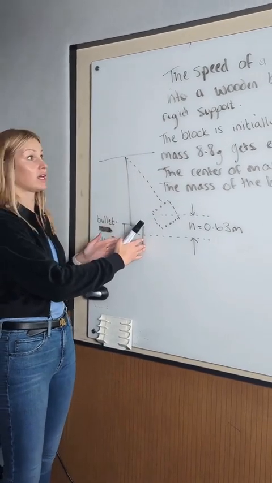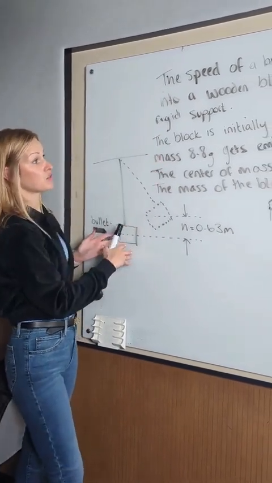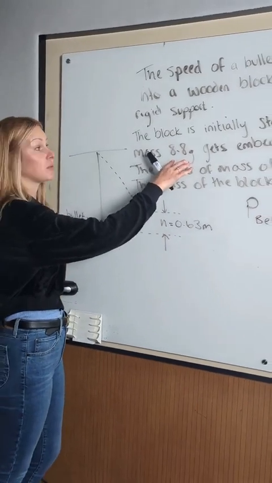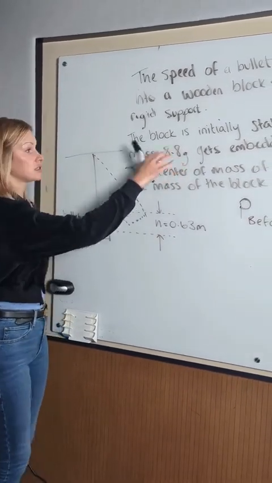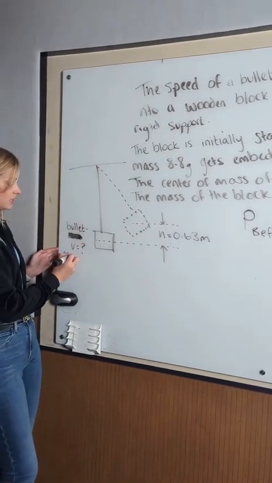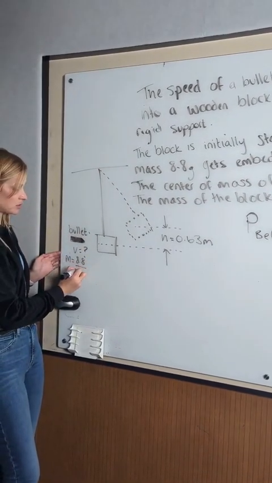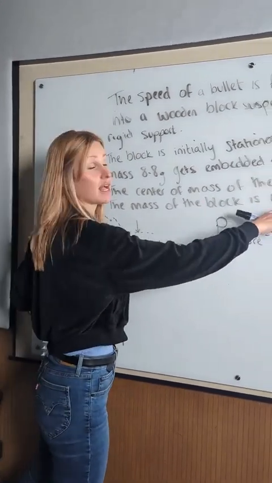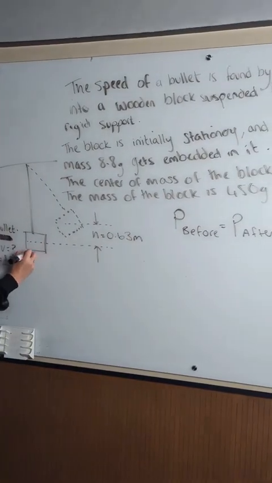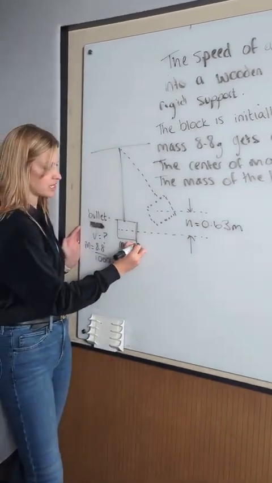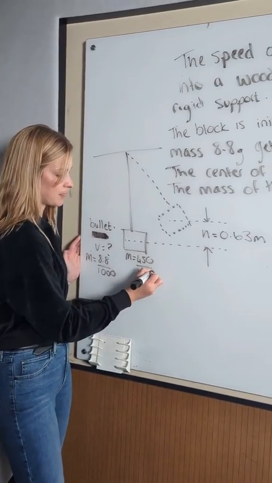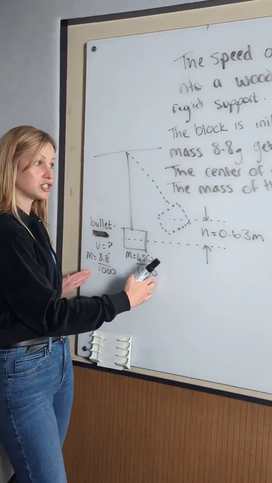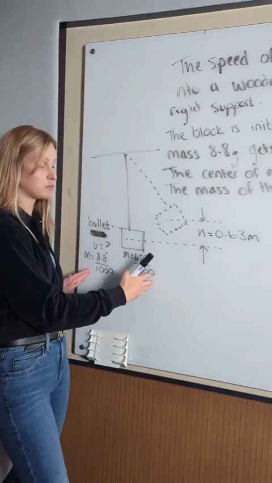It told me the mass of the bullet was 8.8 grams, but in physics that has to be in kilograms. So the mass of the bullet is 8.8 over 1,000. I know the mass of the wooden block is 450 grams, but again it has to be in kilograms, so the mass of the wooden block is 450 over 1,000.